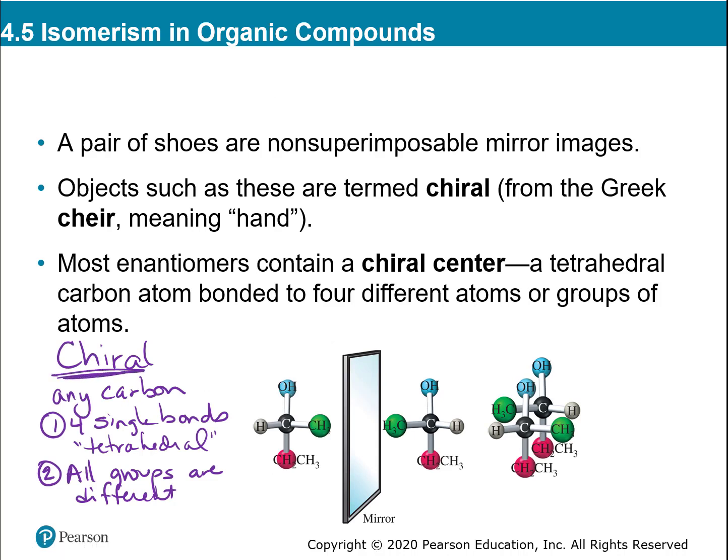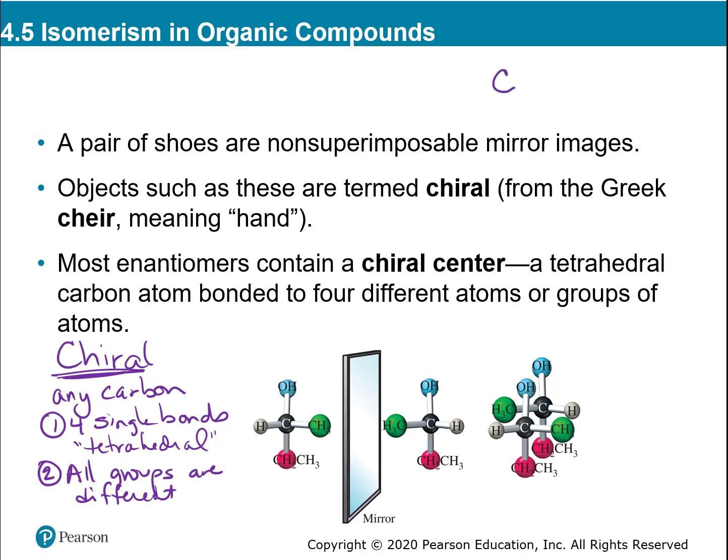So chiral carbons are carbons that have two characteristics. They are carbons that have 4 single bonds and all of the groups attached above, below, left, and right, which is how we draw them, like with the Lewis structure. So you have a carbon, you have a bond up, down, left, and right. All 4 of those groups connected to that carbon are different.